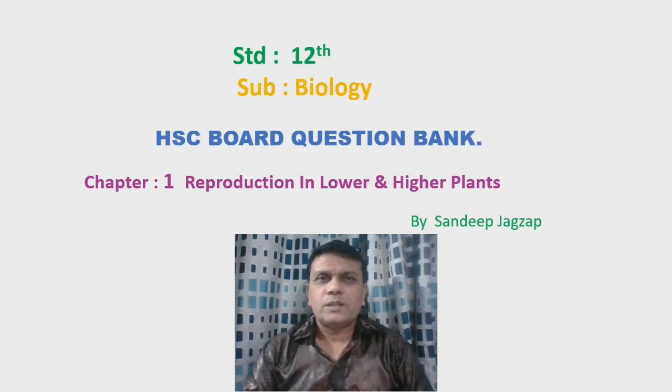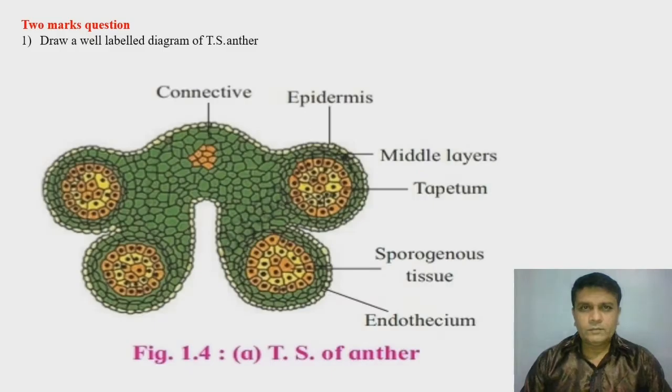Hello students, in this session of the chapter on reproduction in lower and higher plants, we are going to discuss the remaining questions provided in the HSC board question bank. Then we will see the 2 marks questions. Now the first question is, draw a well-labeled diagram of TS of anther, that is transverse section of an anther.